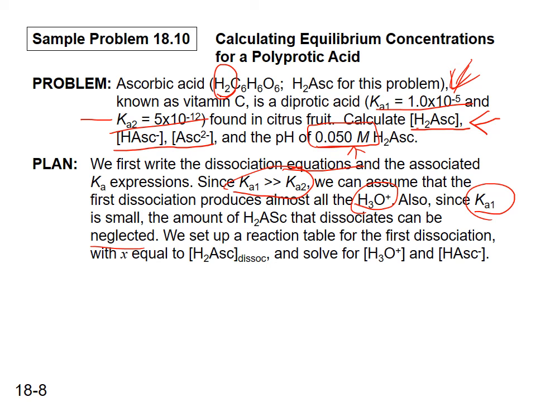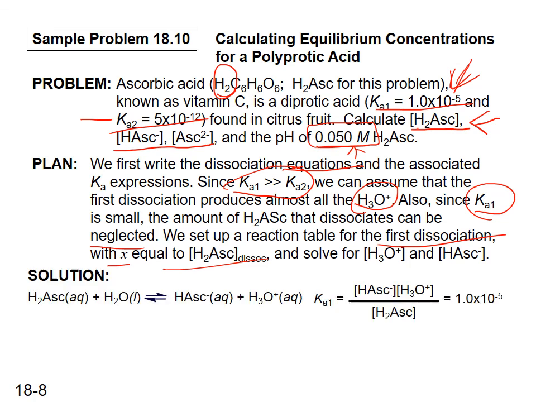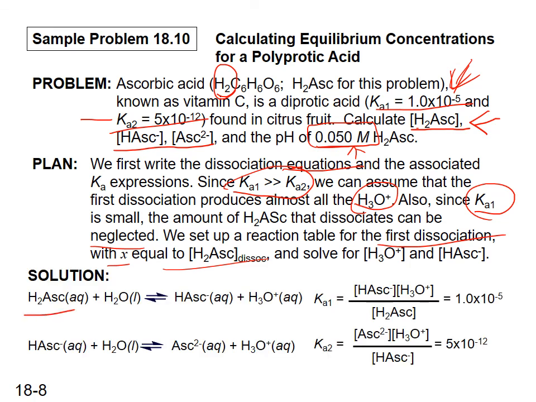So we set up a reaction table for the first dissociation, with x equal to the dissociated acid, and then solve for hydronium ion and the anions. So here are the 2 reactions. You start with the acid with 2 hydrogens. After the first dissociation, you get an anion with 1 hydrogen, and then this 1 hydrogen dissociates again, giving you an anion with 2 hydronium ions. These are Ka1 and Ka2.